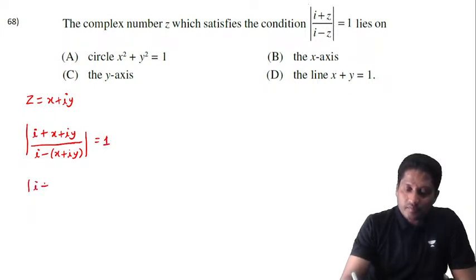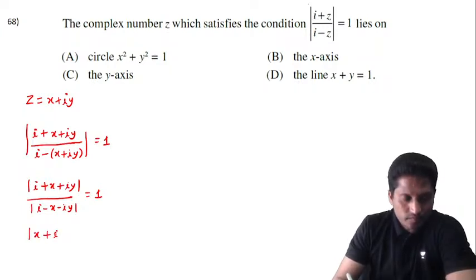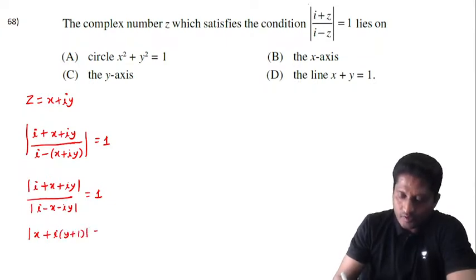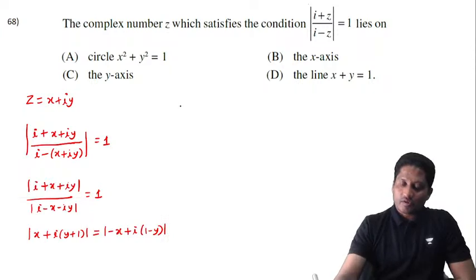This is modulus of x + iy divided by modulus of i - x - iy equals 1. This can be written as |x + i(y + 1)|. If you cross multiply, |-x + i(1 - y)|. Right, mod of x + iy is the root of x² + y².